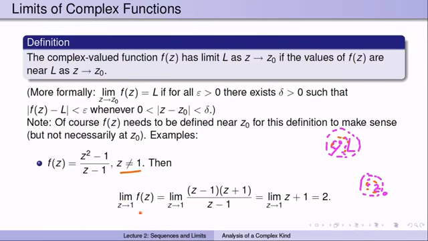We look at the limit of f of z as z approaches 1. And we notice the numerator actually factors into (z minus 1) times (z plus 1). And we can cancel out one of these z minus 1 factors. And we are left with the limit of z plus 1 as z goes to 1. But z plus 1 as z approaches 1 is basically 1 plus 1, which is 2. So this function has a limit of 2.